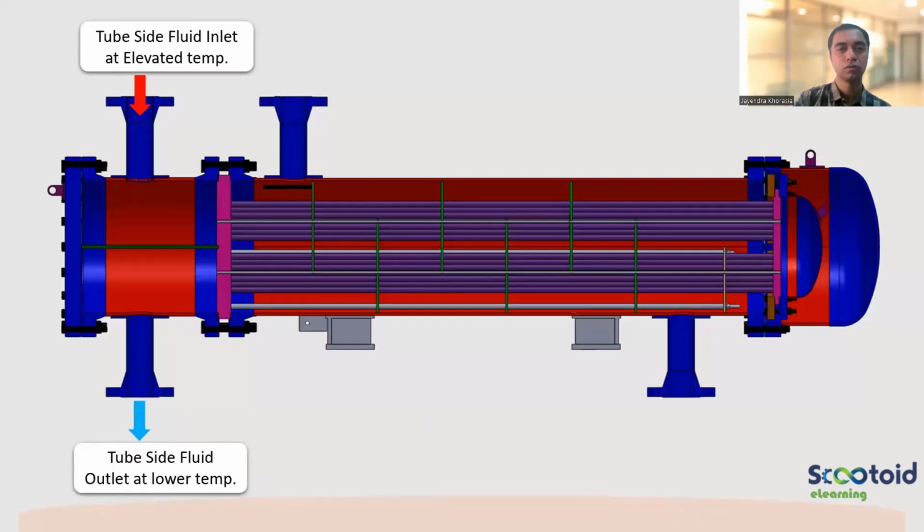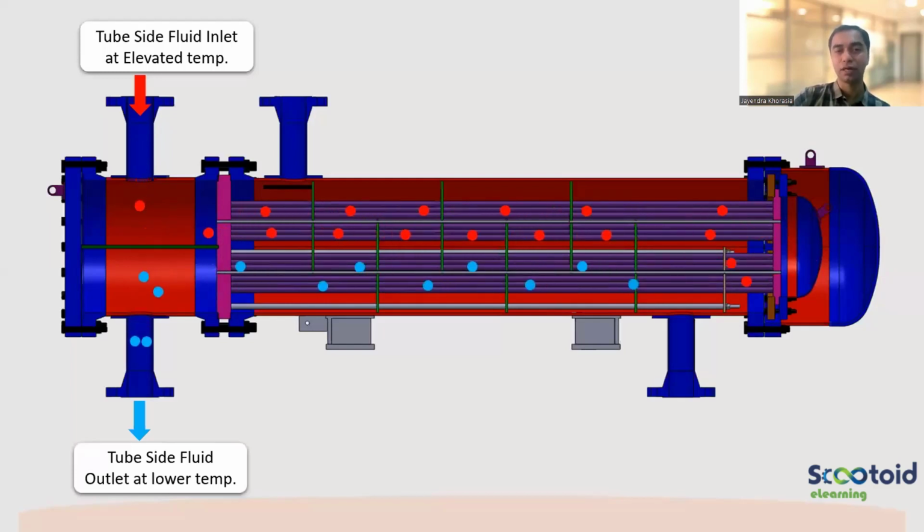So this is how, from one side, the fluid will go inside at elevated temperature. From the other side, it will come out. Tube side, you see how it is flowing. It will just remain in the tube bundle. So the floating tube end also has a head. It will just flow inside it. You can see very carefully.